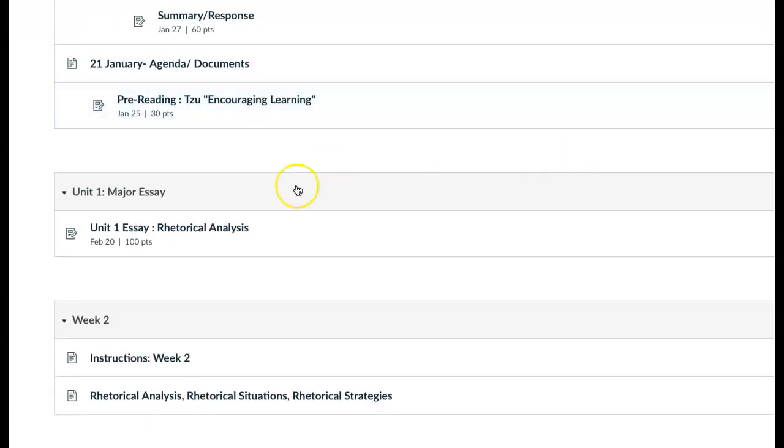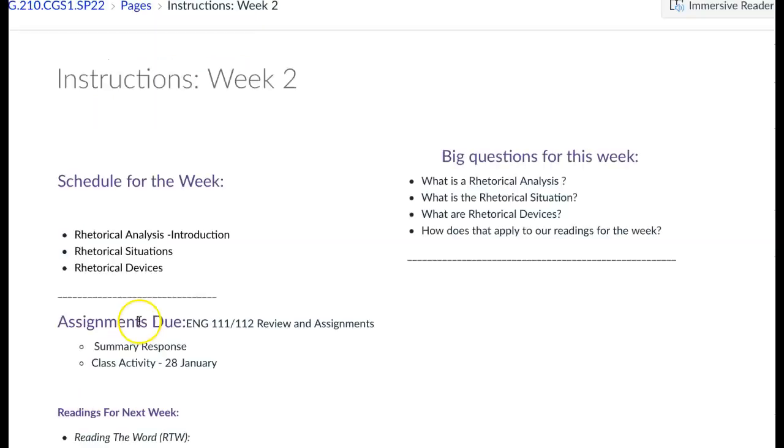If you look, there are two new things that you'll see when you go into your Canvas shell. The first is an explanation and a prompt for your first major essay. We will talk about that on Friday, but if you are curious, you can take a look at that beforehand. The other thing that I want to draw your attention to is the instructions for the week, where I have given you guys an overview of what is to come.